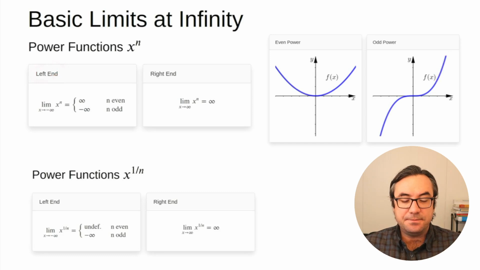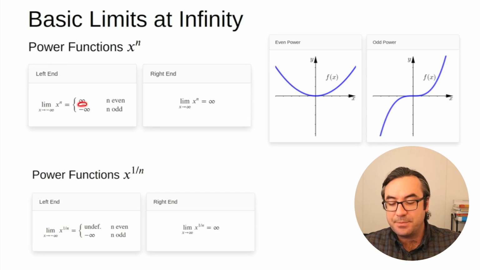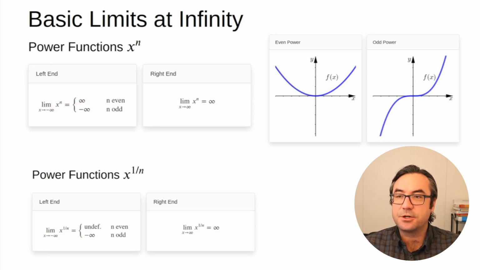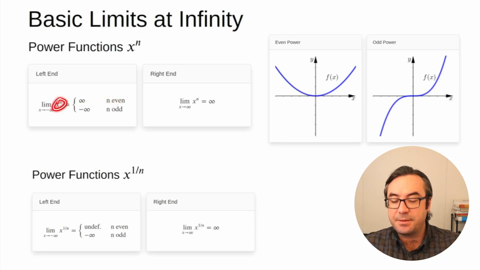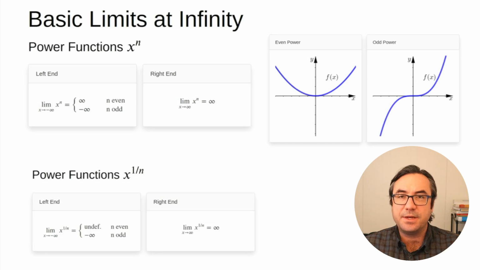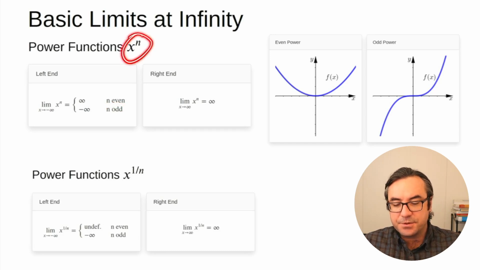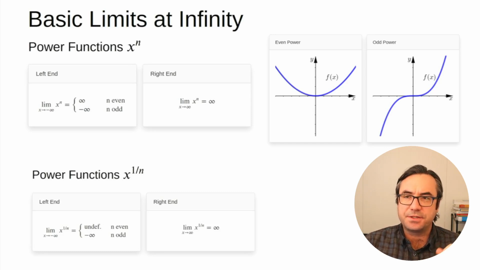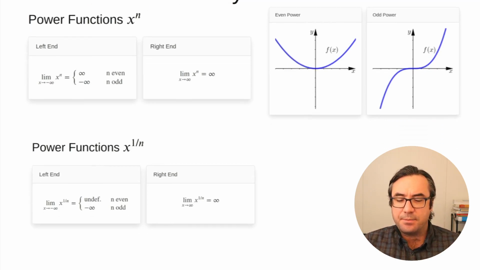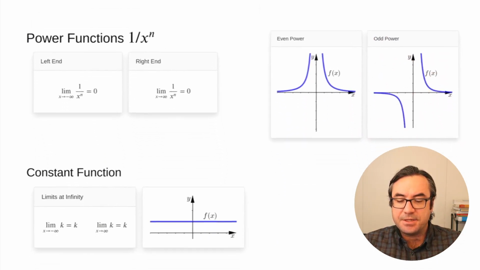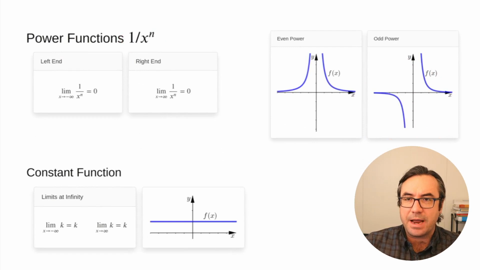If we look at the left end, the graph is going up and up and up if it's an even power, but it's getting lower and lower if it's an odd power. So x to the power n gets really large positive if n is even, and the limit is equal to minus infinity if n is odd. It's going to be helpful to know these x to the power n's, and we'll talk more about these basic limits at infinity in class as well. But the other important one is 1 over x to the power n.